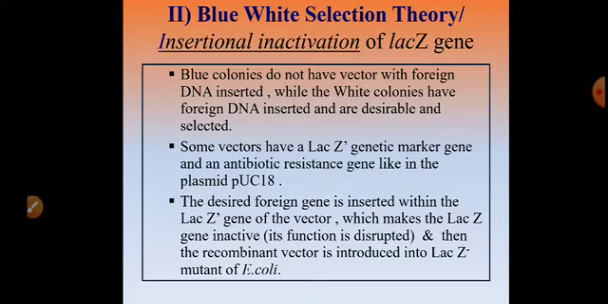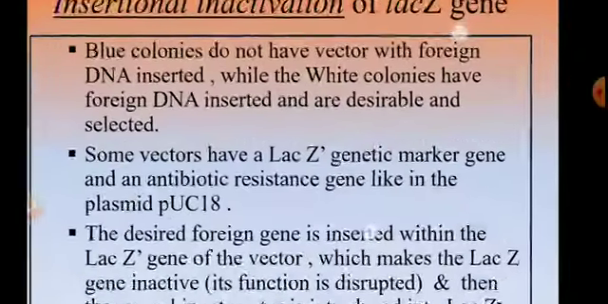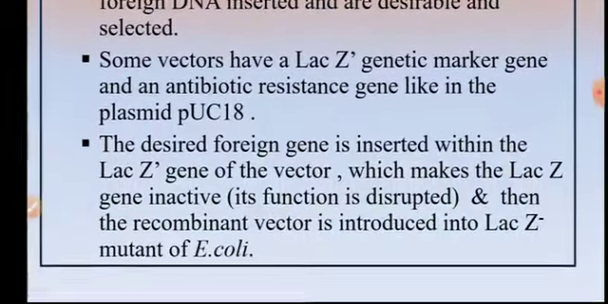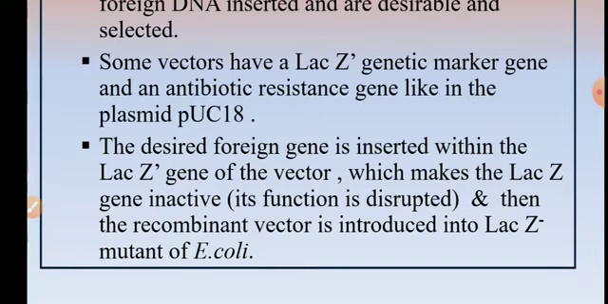Because blue colonies are produced by cells having vector without insert, without any foreign DNA, so they are not desirable. White colonies are produced by those cells which contain recombinant DNA having foreign DNA inserted inside them, so they are desirable. So white colonies are desirable, blue colonies are not desirable. For example, we are using pUC18 plasmid or such pUC plasmids which contain an ampicillin resistance gene and the lacZ gene. So the lacZ marker gene is present and an antibiotic resistance marker like the ampicillin resistance gene is present.